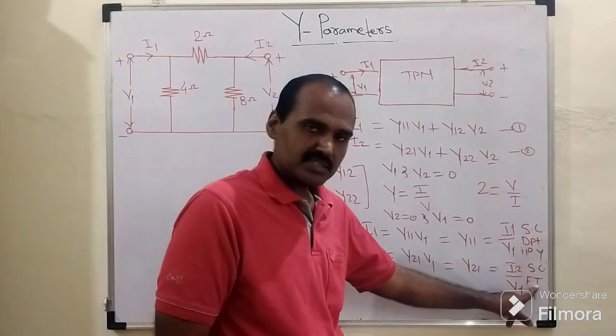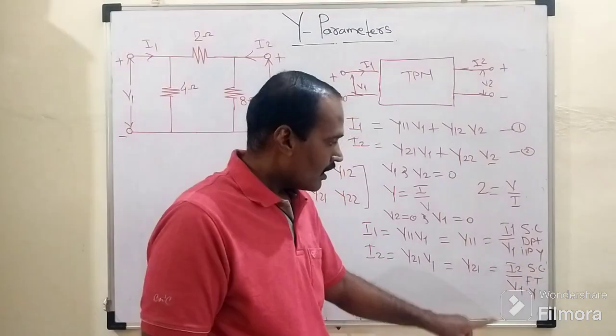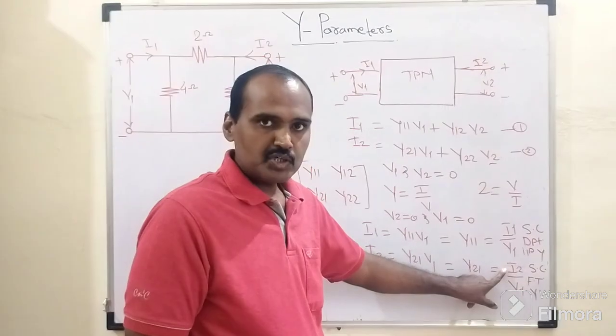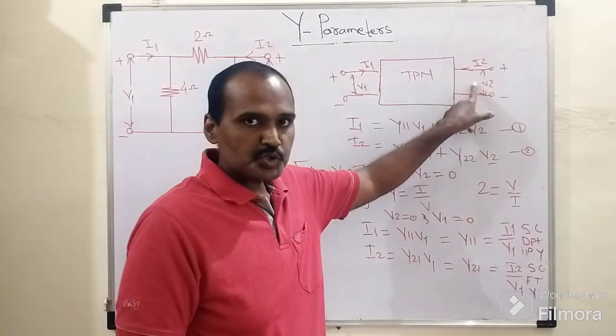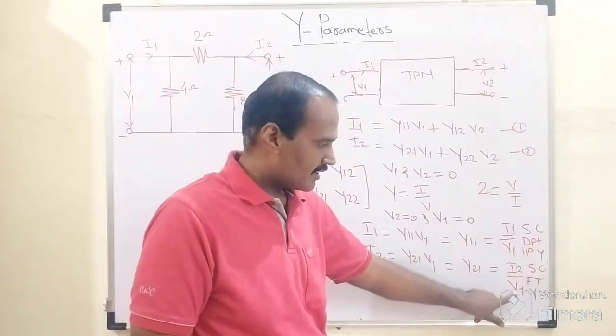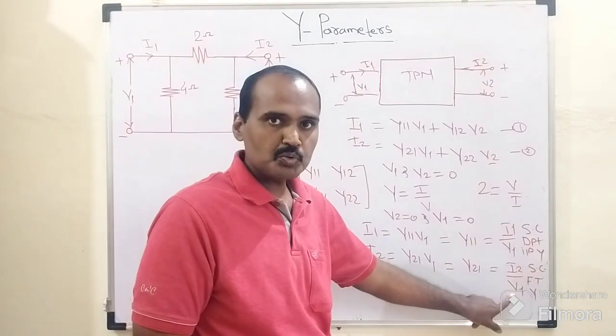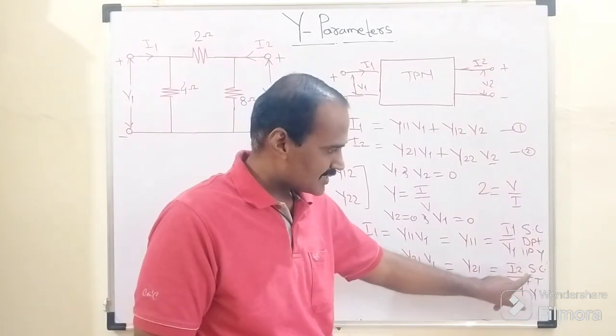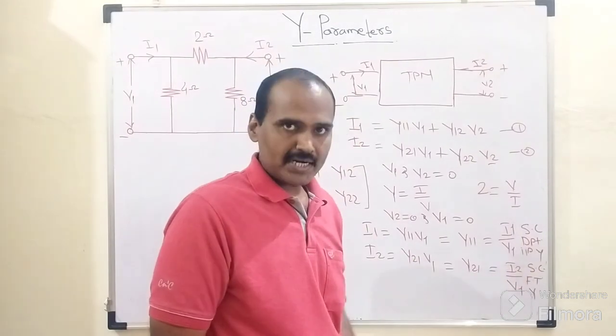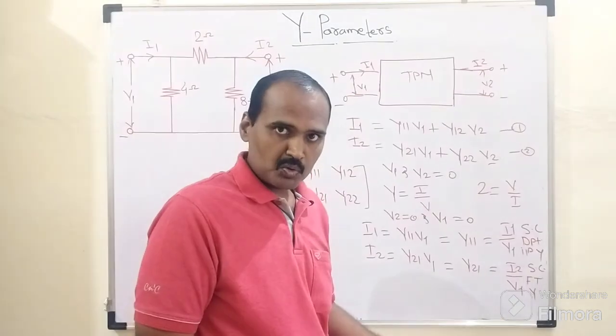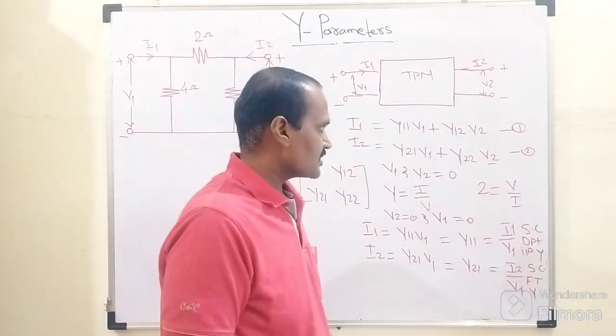The name given to this Y21 is short circuited forward transfer admittance. Why is it called a forward transfer? Because in its numerator we have the parameter belonging to the output port, and in its denominator the parameter belonging to the input port. So output upon input, that's why it is called a forward transfer. If it is input to output, that is called a reverse transfer.